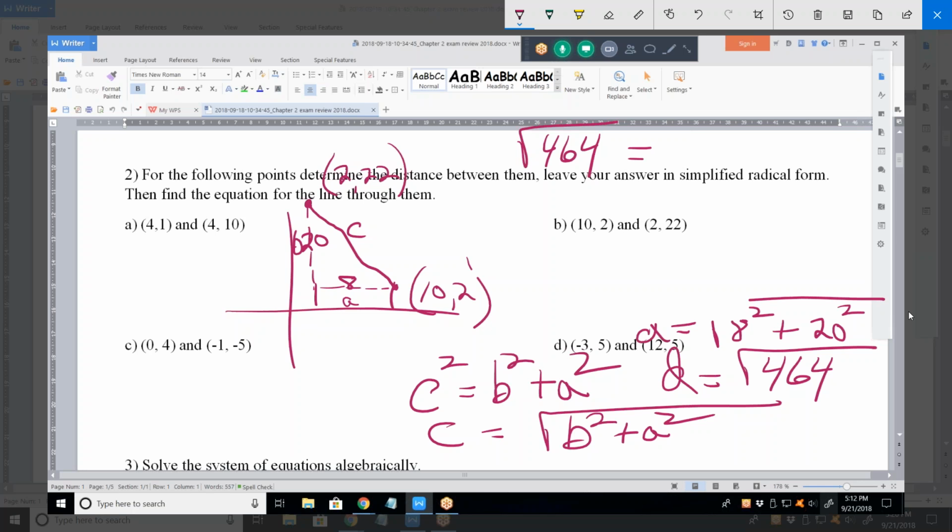Over here on the left, I'm going to write perfect square numbers: 4, 9, 16, 25. Notice that's 2 squared, 3 squared, 4 squared, 5 squared, 6 squared, 7 squared. That's usually as far as you need to go. So, is this 464? Are any of these numbers a factor of that?